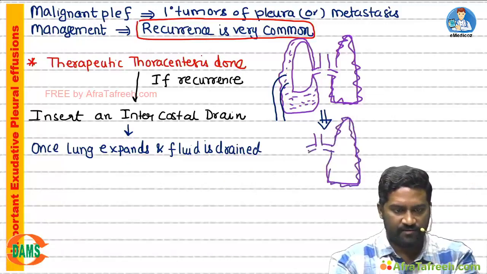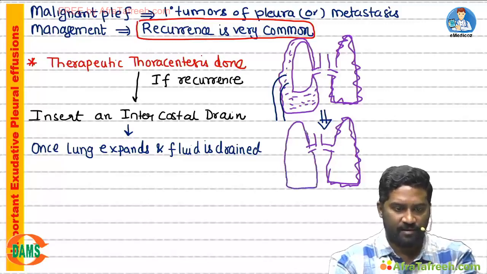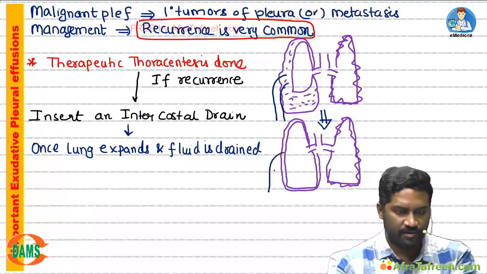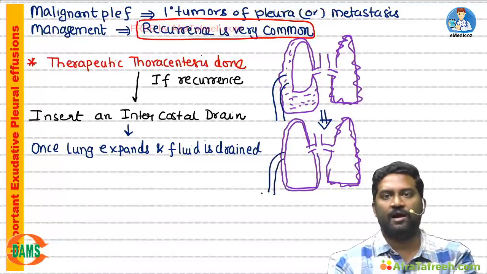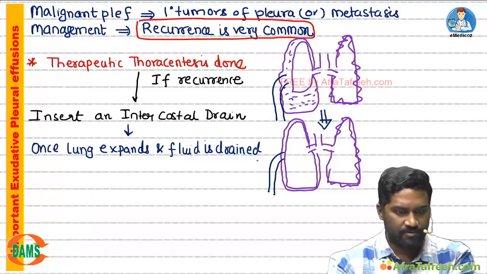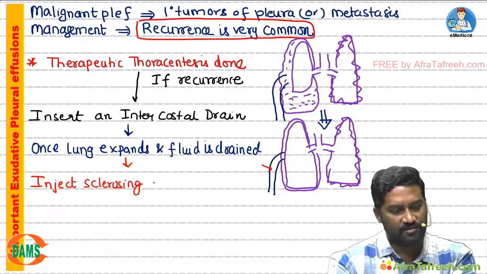Now in the diseased lung, what has happened? The lung has expanded. Because you have put a tube, the fluid has drained, and this will be the covering pleural membrane, and there was an ICD inside. Once the lung expands and fluid is drained, now what you should do is into this tube you can inject sclerosing agent.